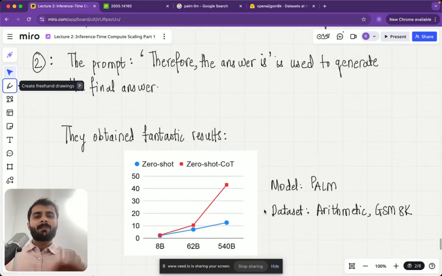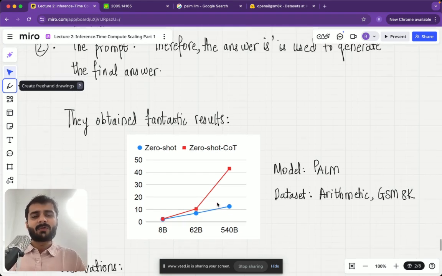And they obtain fantastic results. You can see from the graph that zero shot chain of thought significantly outperforms zero shot reasoning. And now you can read these plots as well. This is very similar to the plots which we had in the chain of thought example.